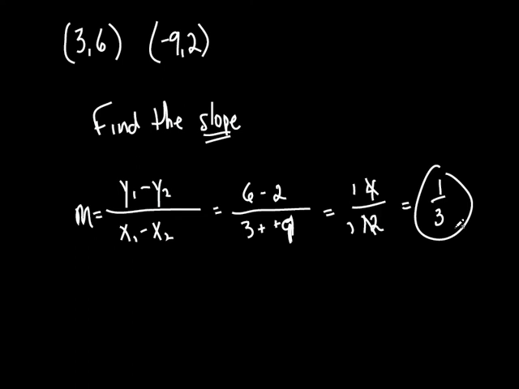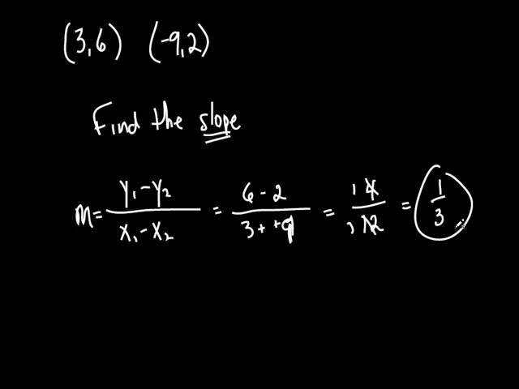What does that mean? That means for every 1 you go up, you go across 3, right? That's how steep the line is. If you just go up 1, you have to go over 3. And that's the slope of the line. Not a very steep line, is it? What do you think is steeper? Do you think 3 over 1 is steeper or 1 over 3?